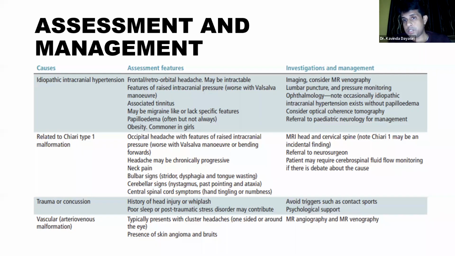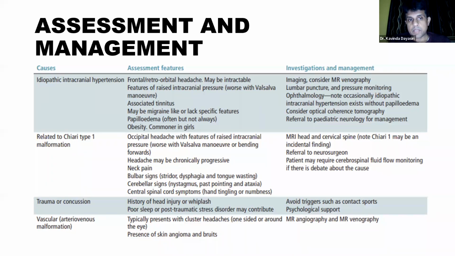Idiopathic intracranial hypertension, previously known as benign intracranial hypertension, is an important cause of chronic secondary headache. They usually present with frontal headache, and they can have intractable severe headache. They have associated signs of raised intracranial pressure. They can have headache precipitated by sneezing, coughing, Valsalva maneuver, and associated tinnitus as a clinical feature.